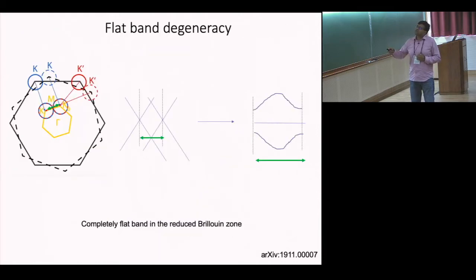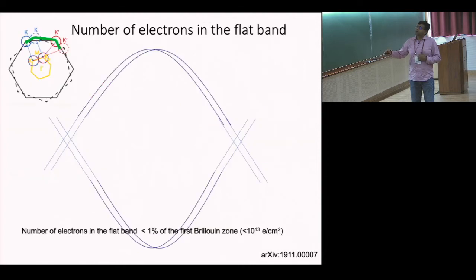And so let's first ask, if you take, for example, twisted bilayer graphene, how many real electrons are sitting in this particular flat band? So here is a picture of the flat band that you typically see. This is in the reduced Brillouin zone of the material. But a useful way, at least for me, to think about the system is to think in the unfolded zone and think about what the band structure looks like.